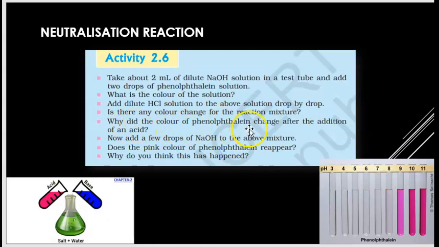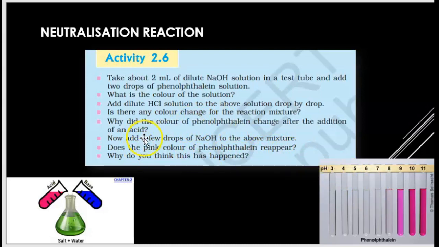Why did the color of the phenolphthalein change after the addition of an acid? Because while you are adding acid, the concentration of H plus ion increases. That's why you can see the color of the phenolphthalein just disappearing. Does the pink color of phenolphthalein reappear?